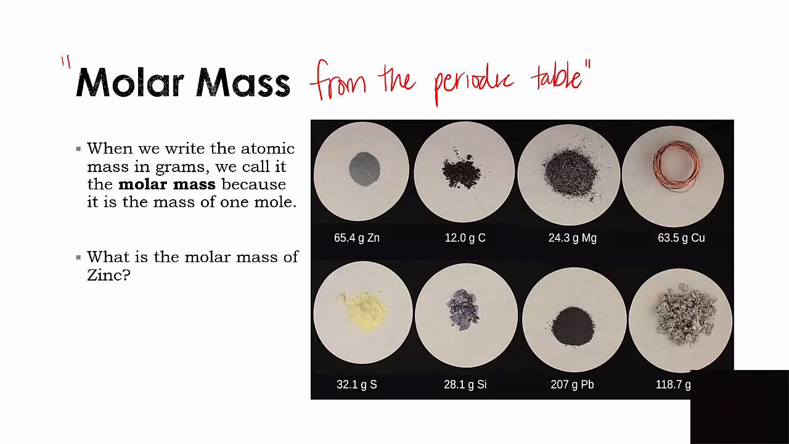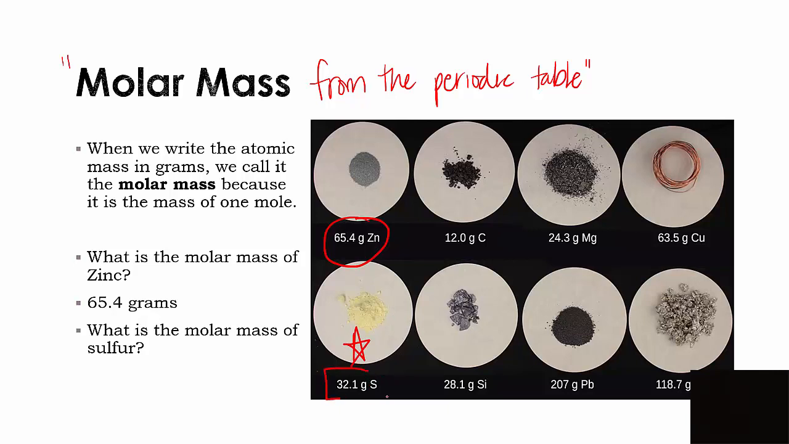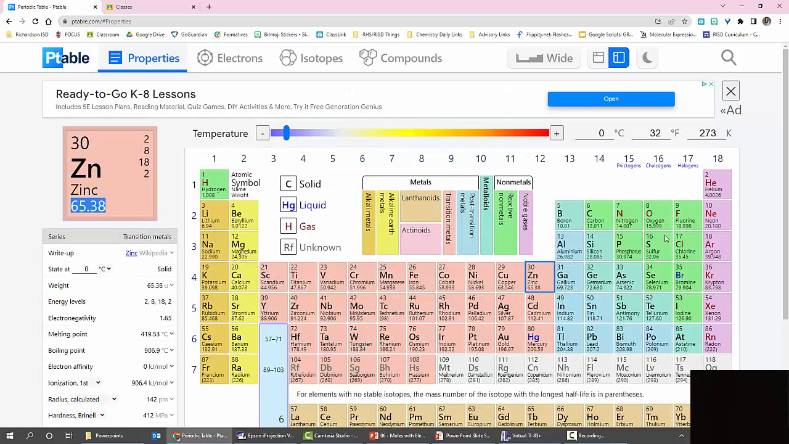So what's the molar mass of zinc? Well, here's 1 mole of zinc, and it has a mass of 65.4 grams. So 65.4 grams is the molar mass of zinc. Here's another one. What's the molar mass of sulfur? Well, sulfur is this yellow one down here. And this picture is 1 mole, and so the molar mass is 32.1 grams. Again, if we look at sulfur on the periodic table, the molar mass is 32.06 or 32.1. So the decimal number on the periodic table is the molar mass.